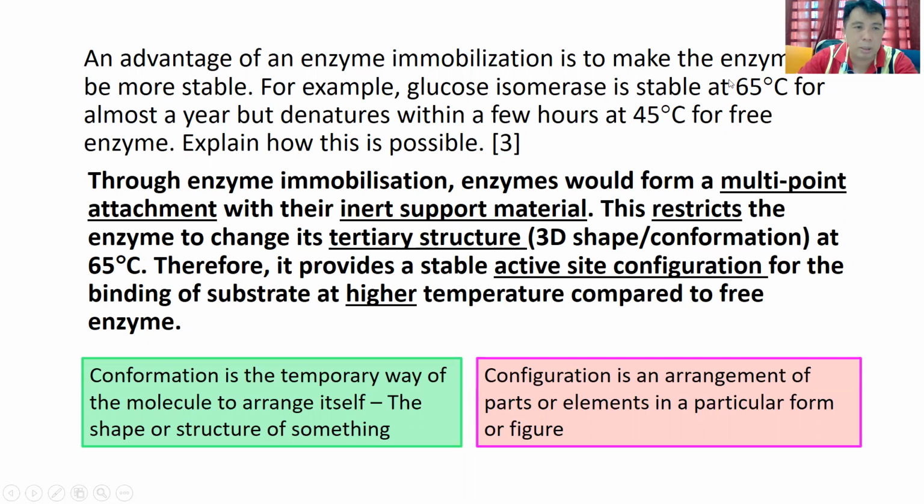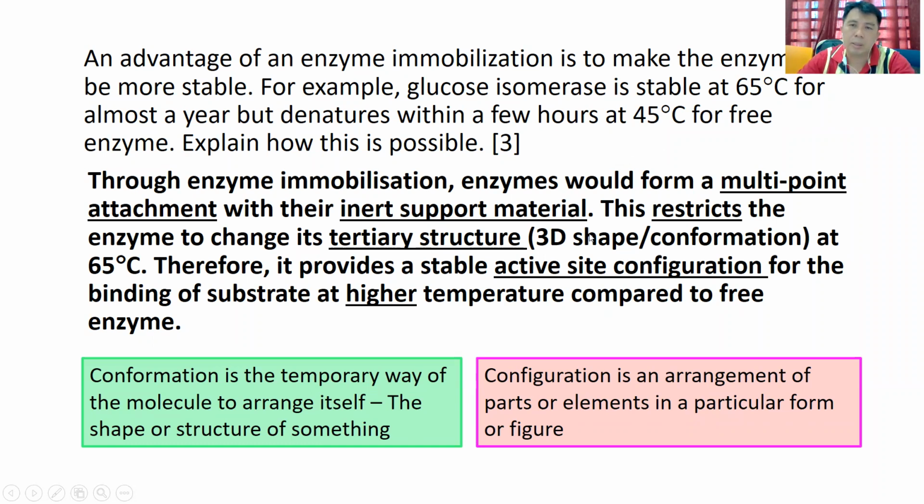We get it from the question. Therefore, it provides a stable active site configuration. Just now we talked about the stable tertiary structure; now we talk about a stable active site configuration for the binding of substrate at higher temperature. This higher temperature is 65 degrees, compared to the free enzyme at 45 degrees Celsius.